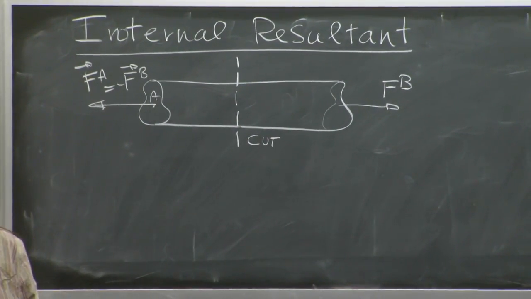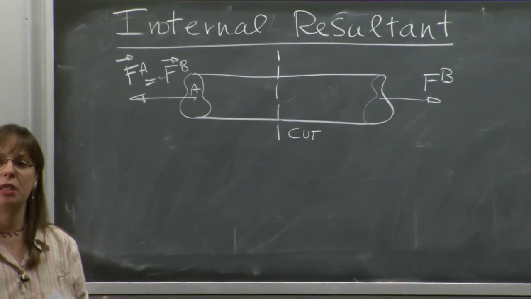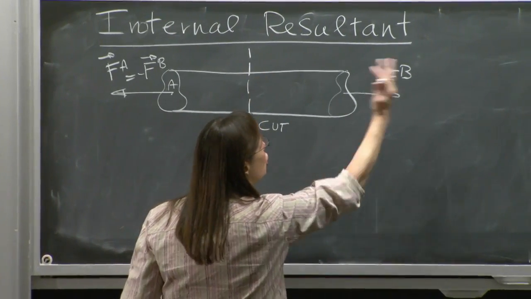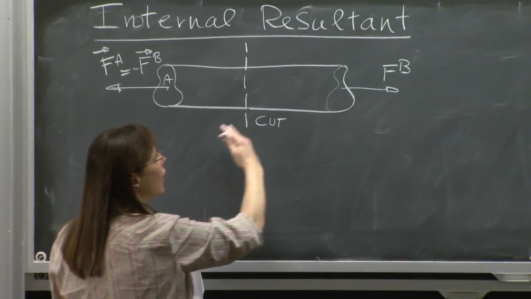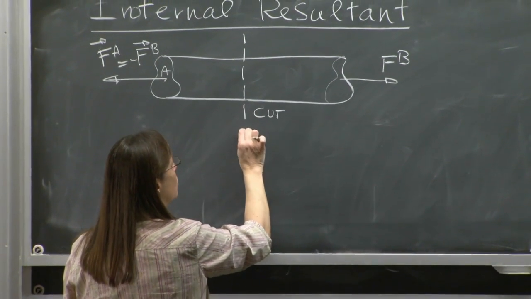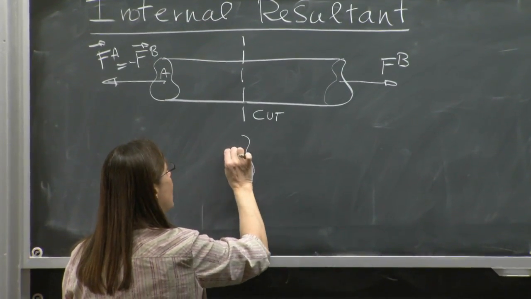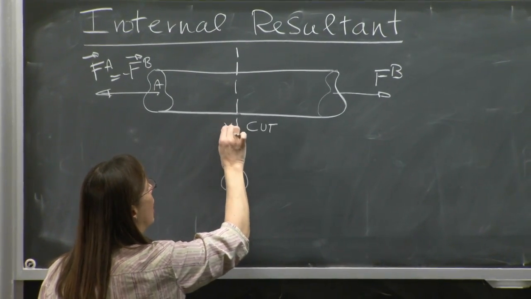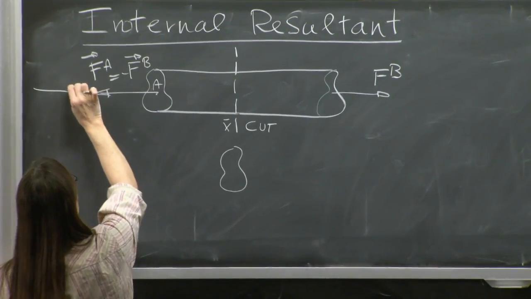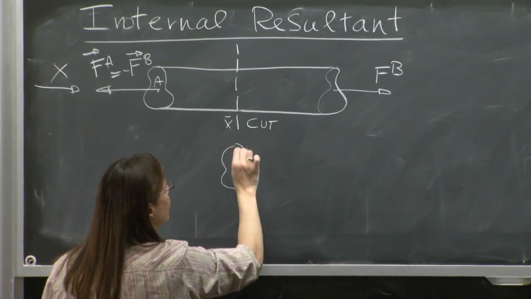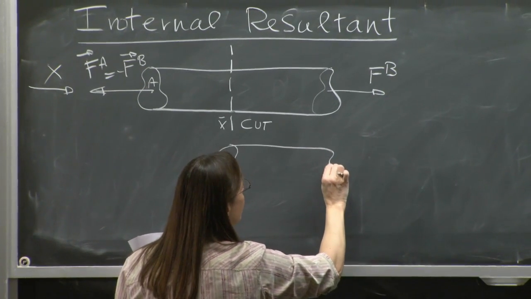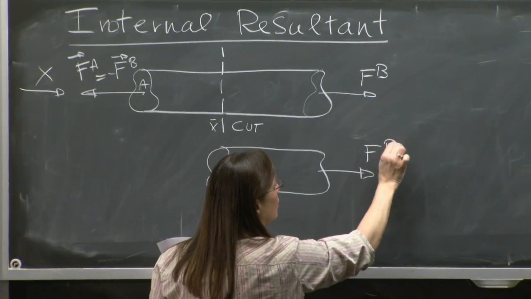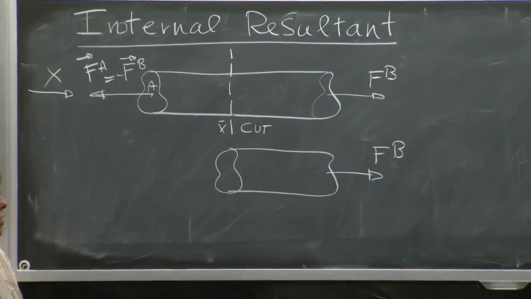After we make a cut, we expose the inside of the structure, and we take only one chunk of the structure. I can take this side or I can take that side. The answer will be the same. So for now, I take this side and say that I cut at some position, it doesn't matter, x bar, if this is my x-axis. I cut at x bar, and now I have only this side of the structure. I have FB still acting on that side.